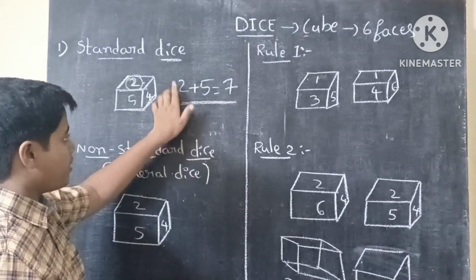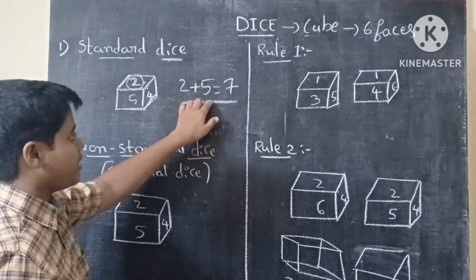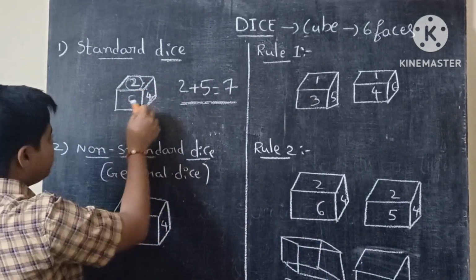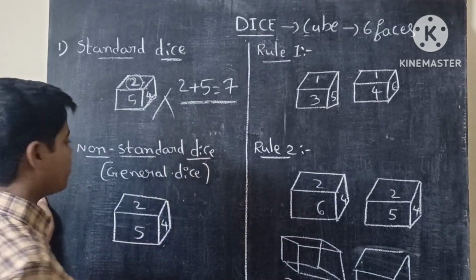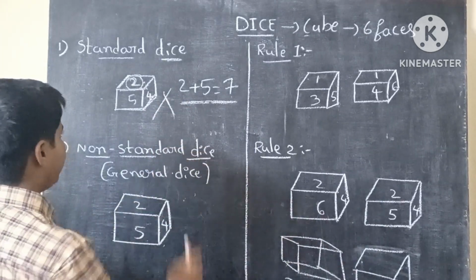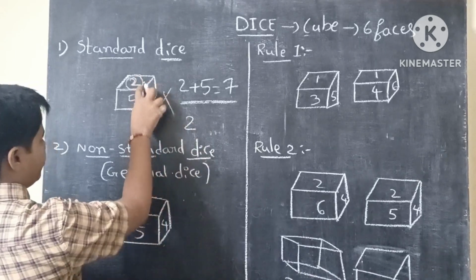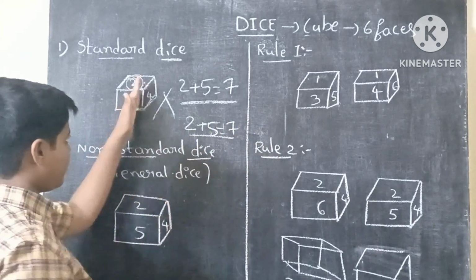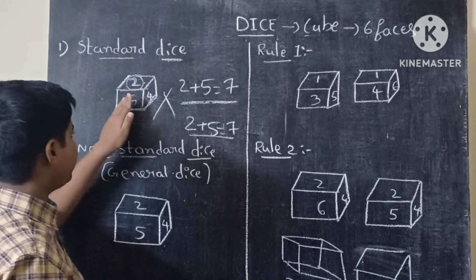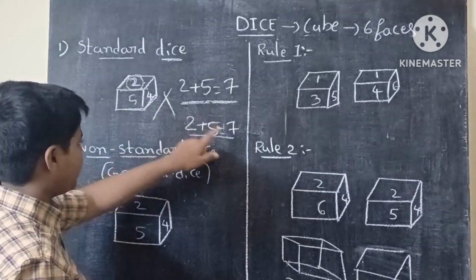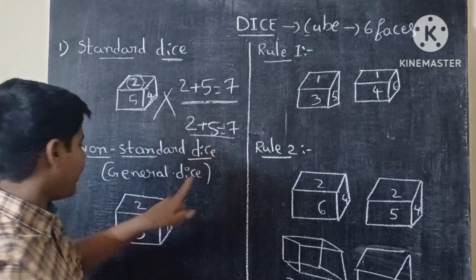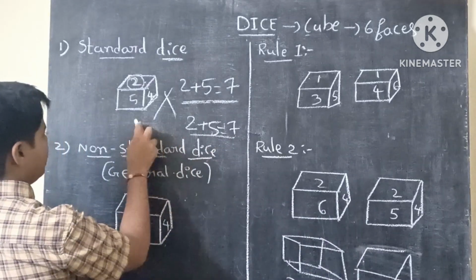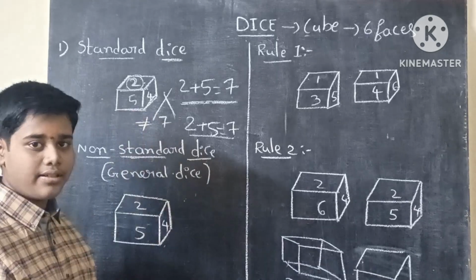Here the opposite number of 2 is 5, and we add these 2 numbers, the sum is 7. But if they give 5 adjacent to 2, then this is not a standard dice. A very important point: if the sum of adjacent sides is equal to 7, that is a non-standard dice. If it is not equal to 7, that is a standard dice.